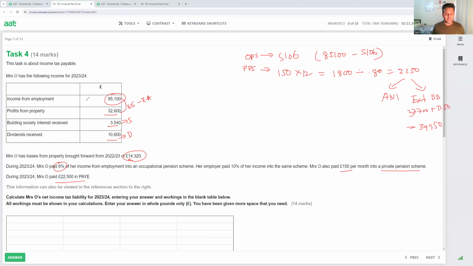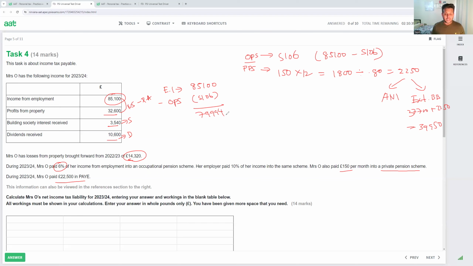The first one is to start with the employment income. And of course, as I said, the OPS needs to be deducted straight away. So start with 85,100. That's my employment income. From here, I need to minus the OPS, that is 5,106. So 85,100 minus 5,106 gives me 79,994.